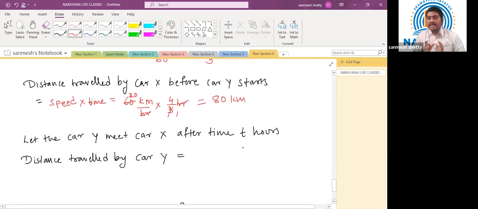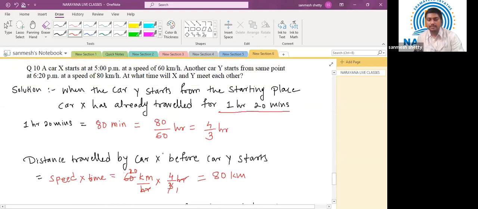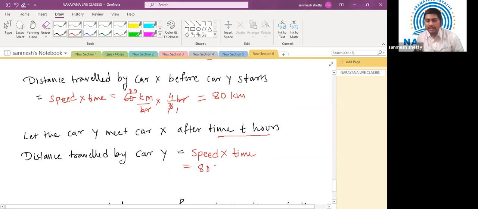Now, let us assume that car Y meets car X at time t. So the distance traveled by car Y before meeting car X, the distance traveled by car Y in time t, let us say, will again be speed into time. So what is the speed of car Y? The speed of car Y is 80 kilometers per hour. So it will be 80 into t. Let us write it as 80 into time t.